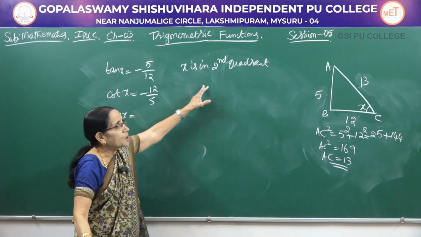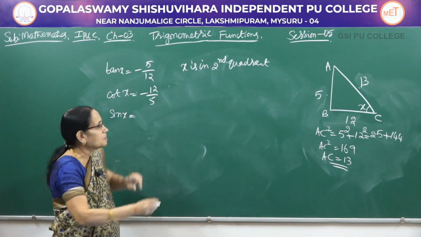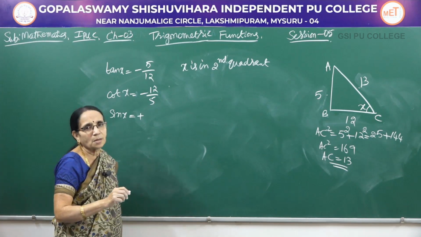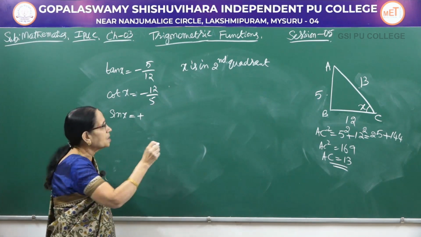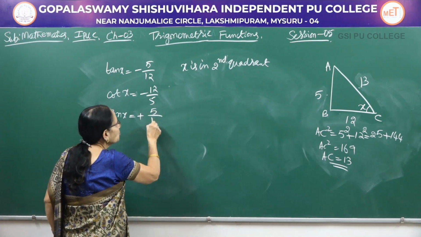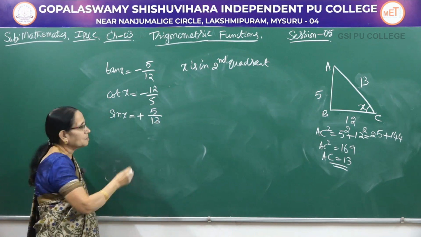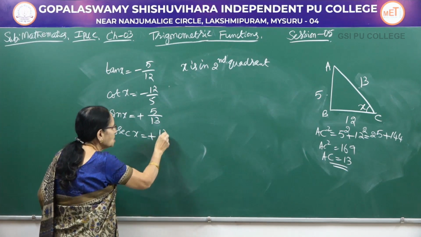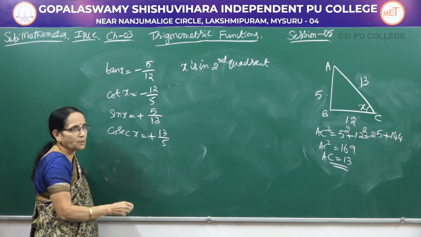Now, second quadrant means you know that sin is positive. Write the positive sign first. Then, how do you define sine? Opposite over the hypotenuse. This is 5 divided by 13. Immediately, you write cosecant x, that is also plus 13 by 5.